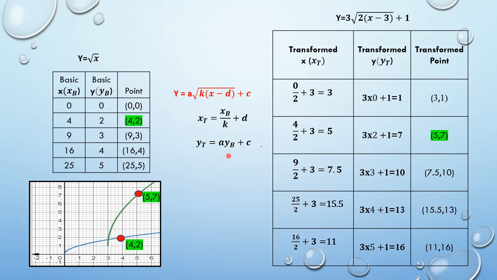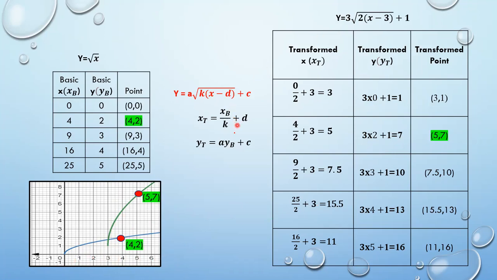Then sometimes you can have a reflection on x-axis like this, where your 3 is this, a is negative. So a is this. When this is negative, so negative 3 here, negative 3 times 2, negative 6 plus 1, negative 5. So this point will be negative 5. It means down here. It means reflection on x-axis.